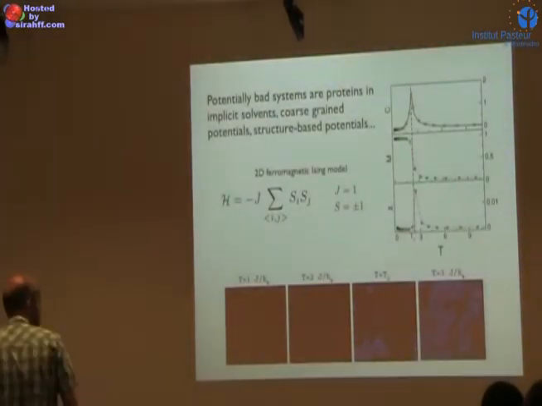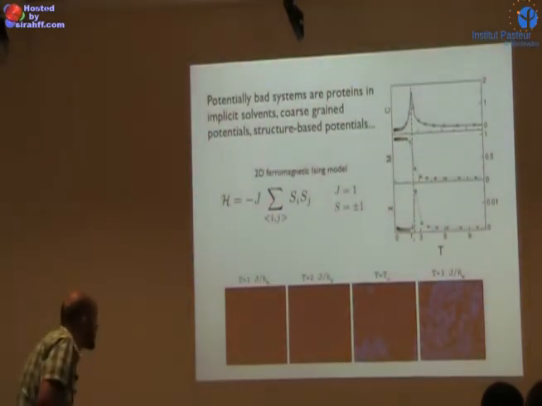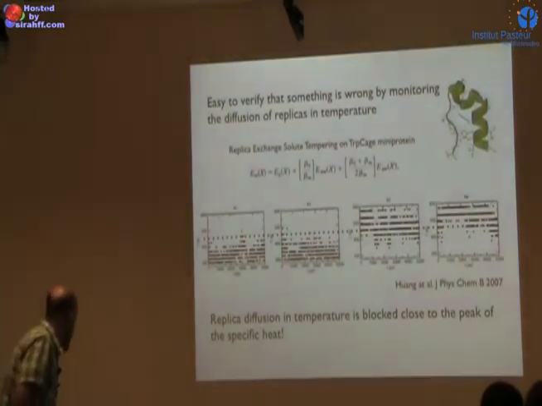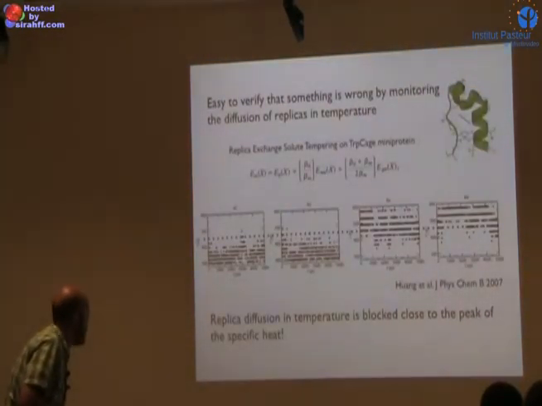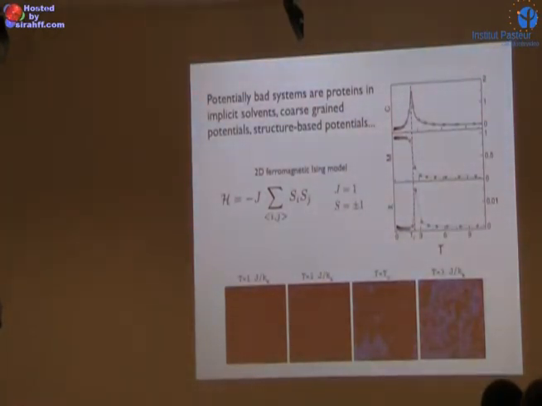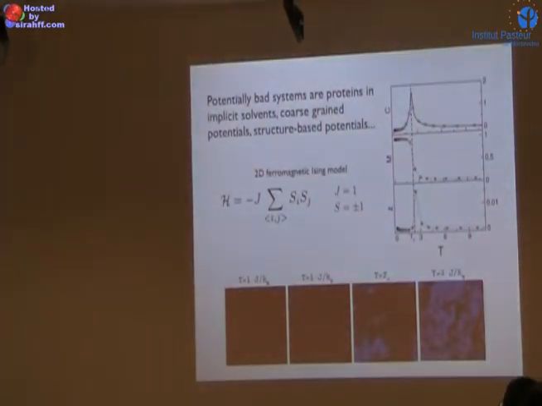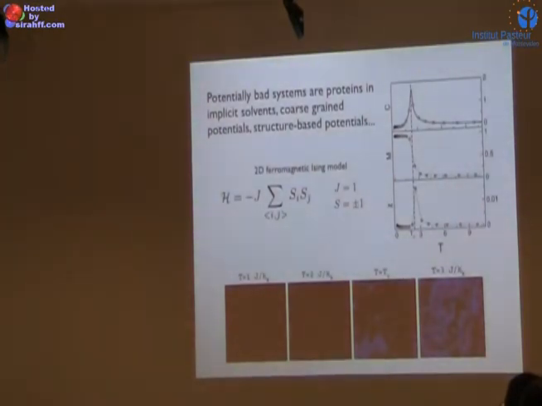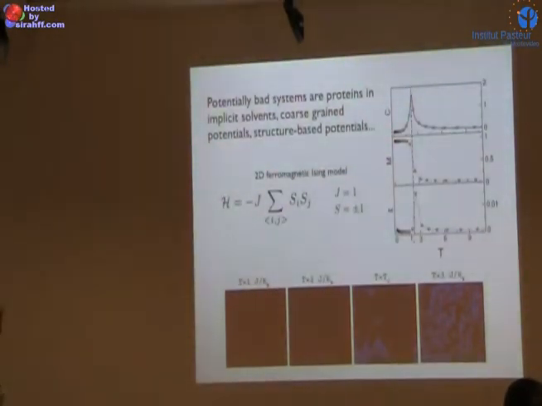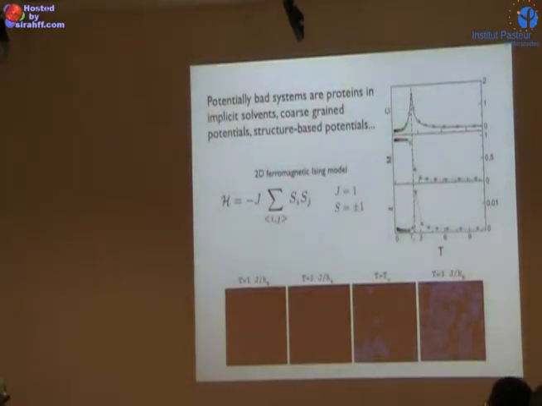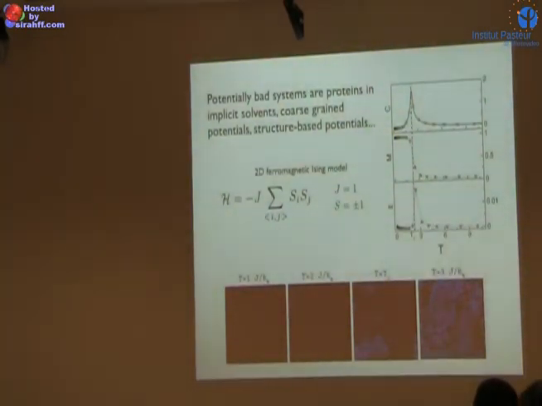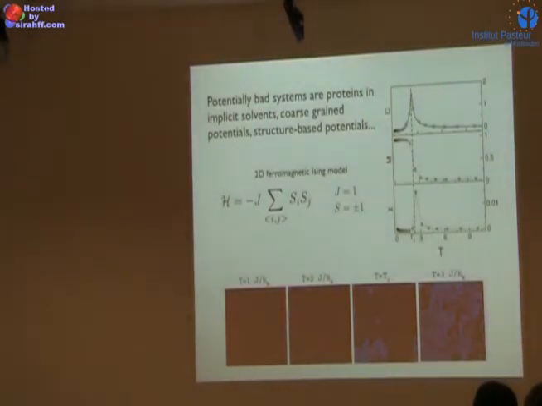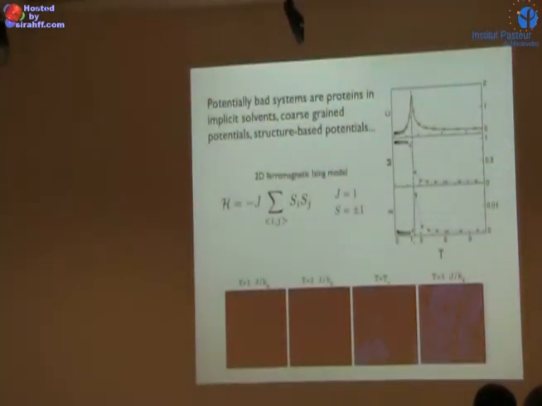Okay, so I don't know if I have time. I can skip, or quickly show, an example of a problematic system in which you have a peak in the specific heat. You can think of a protein in implicit solvent, or a coarse-grained potential, or even a structure-based Go model potential. I don't know if some of you have experience with that. It's a potential that basically promotes just native interactions. You feed in a native structure, and based on it you derive a set of parameters for your potential energy function in such a way as to favor just the interactions between atoms that are close in the native structure.